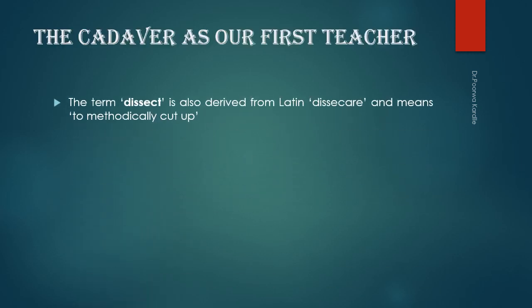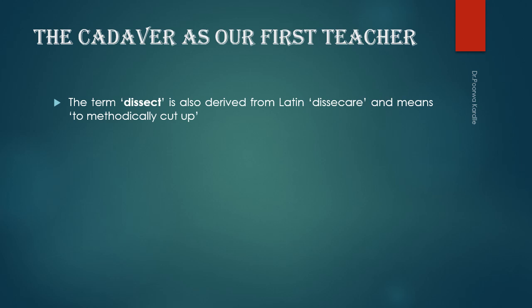How do we study anatomy with the help of a cadaver? It is by doing dissection of a cadaver. The term dissect is also derived from Latin word dessicare, which means to methodically cut up.